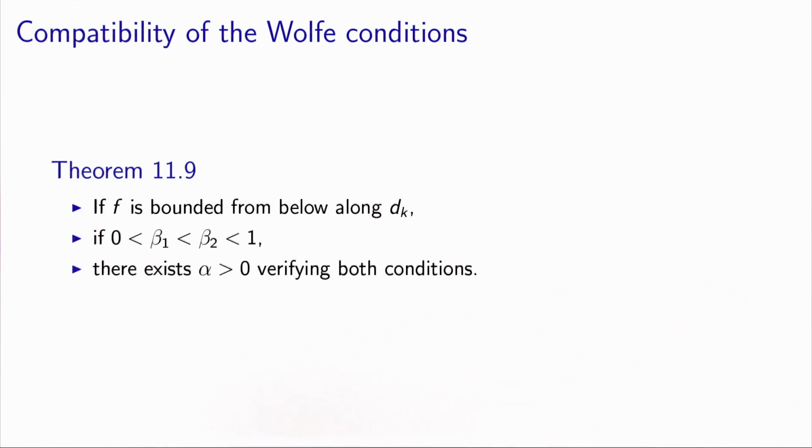So now we need to check the compatibility of the Wolfe conditions. The theorem that guarantees this compatibility is referred to in the book as Theorem 11.9, and it says that if the function is bounded from below along the direction, and if the two parameters are such that beta 1 is strictly less than beta 2, then there exists at least one alpha, which is positive, that verifies both conditions. That's what we will try to show in this video.